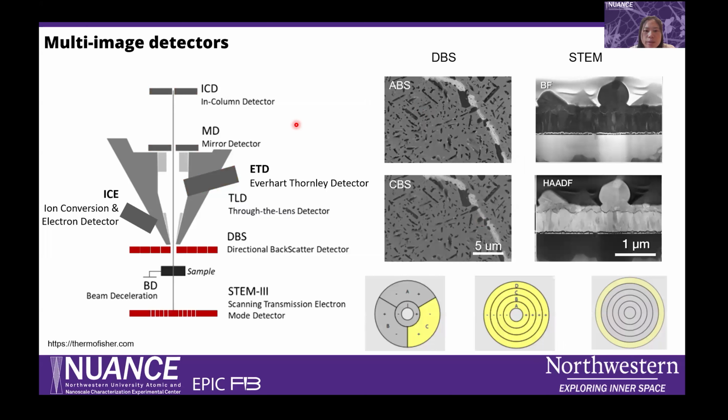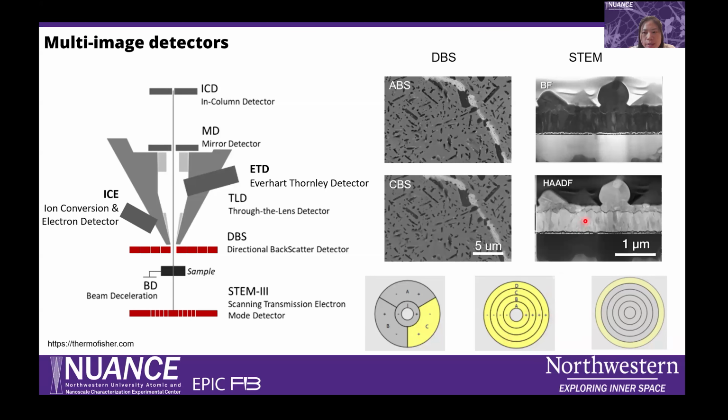Then is the directional backscatter detectors. It's retractable, and we have two detectors, like the angular detector and the concentric backscatter detector. So they have many parts for different purposes. For the concentric backscatter detector here, the inner rings are for the contrast and the outer rings for topology information.